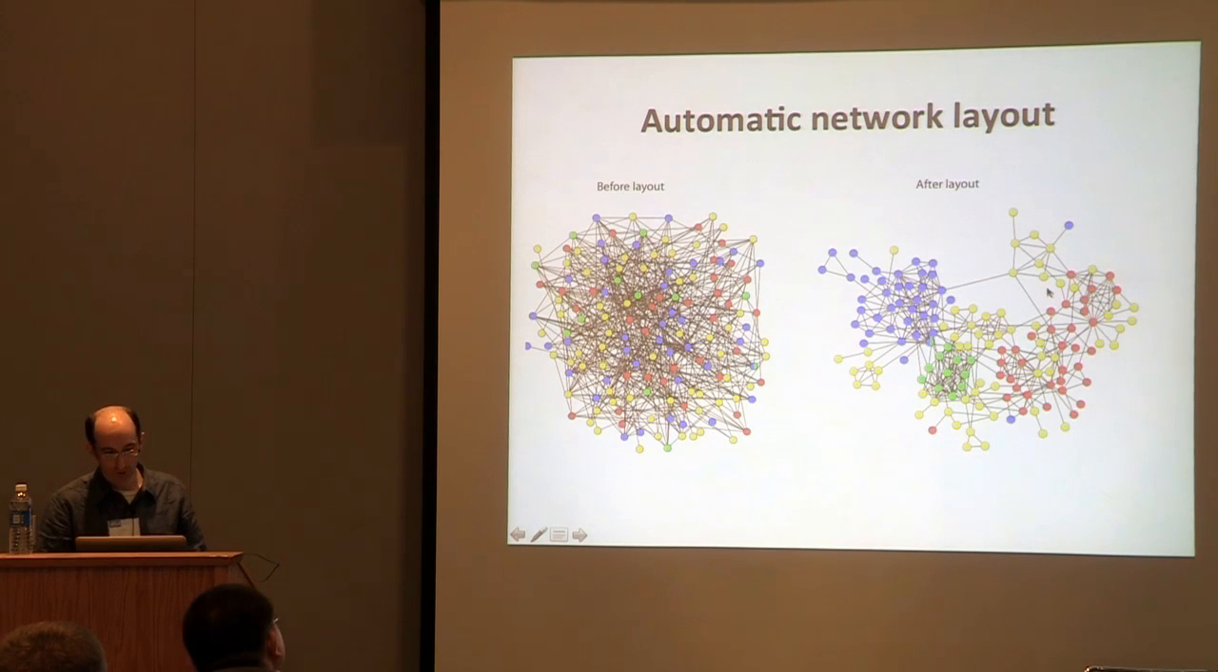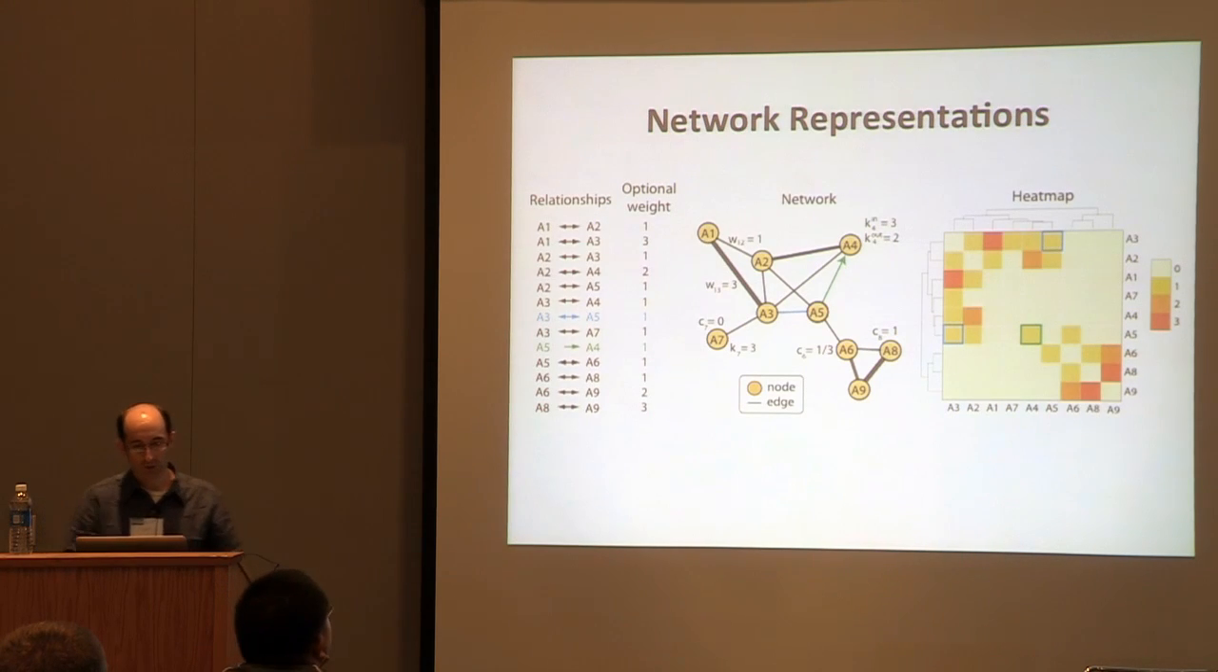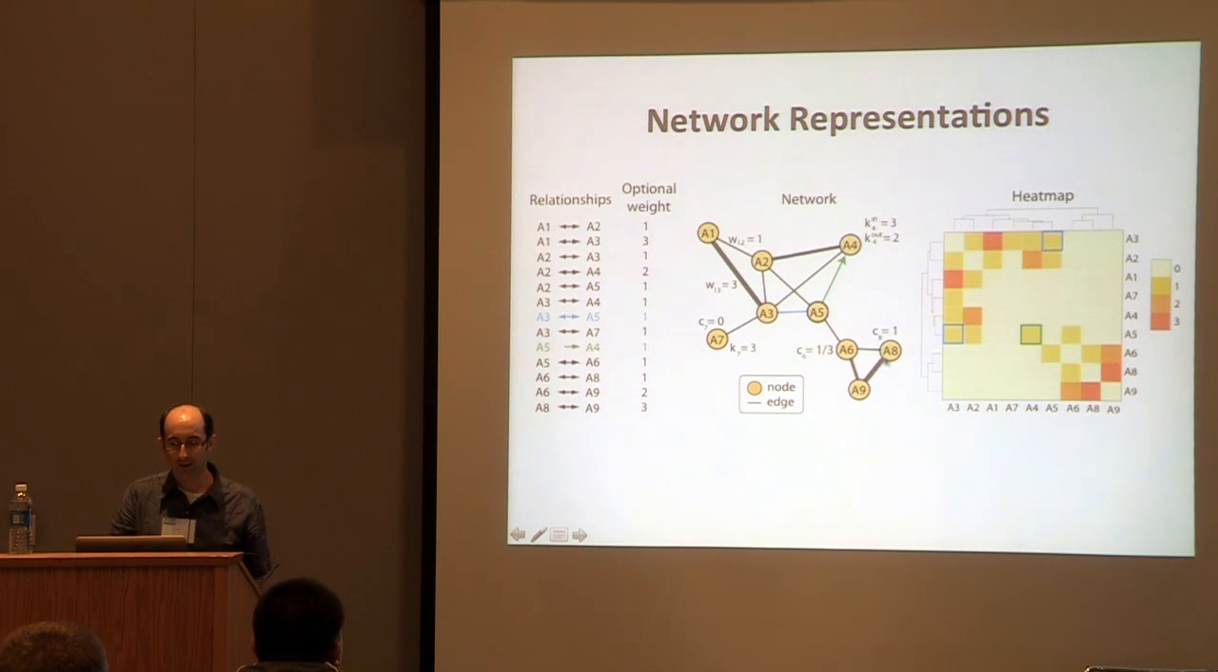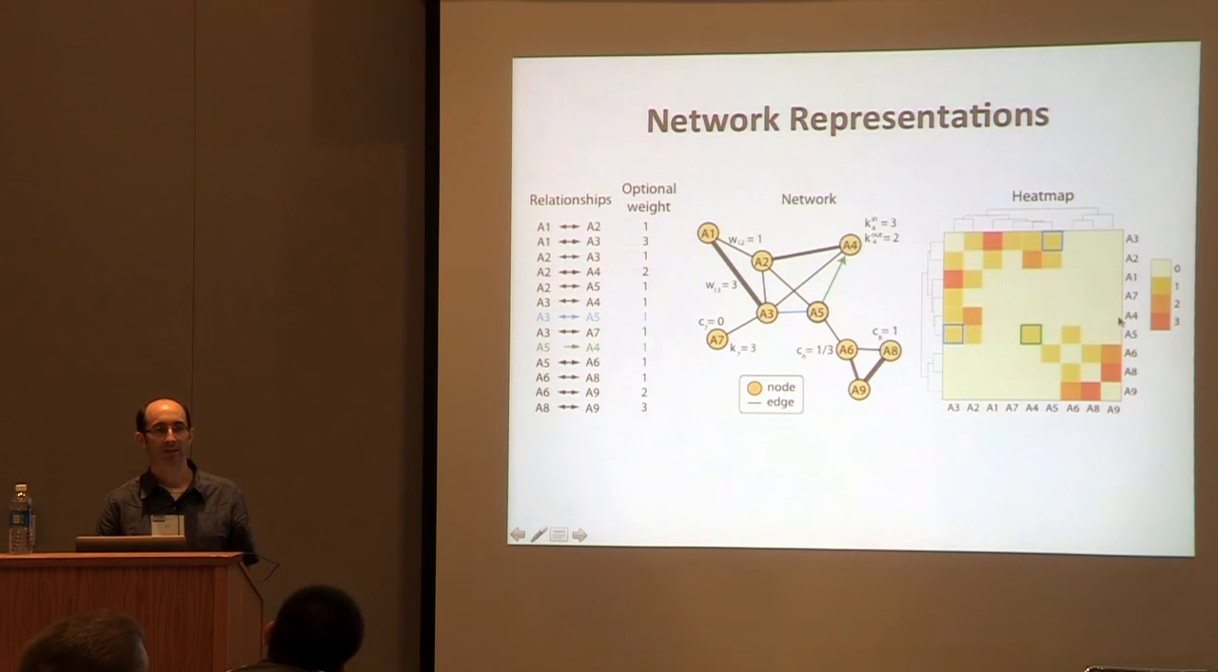So the reason why people would visualize using one of these two methods is they have different strengths and weaknesses. Does anyone know why you'd want to visualize a particular data set as a network or a heat map? Any guesses? So anyone? No? Even the experts?